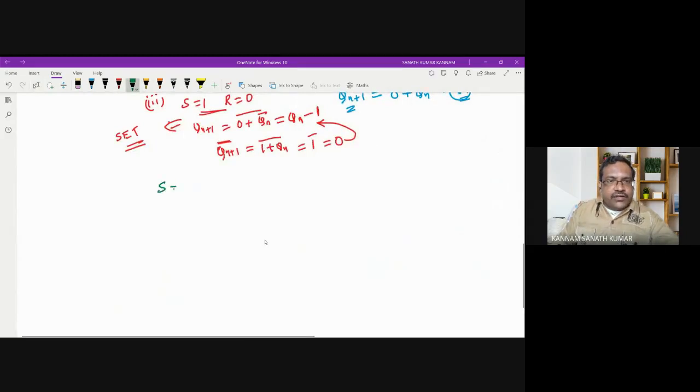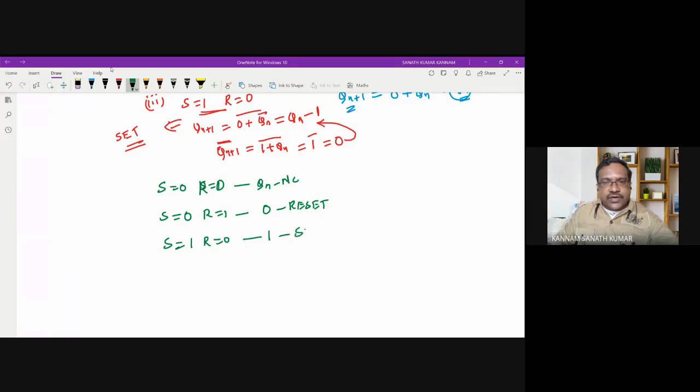So when S equal to 0 and R equal to 0, what you got is no change, that is Qn. Let me write Qn, no change. When S equal to 0 and R equal to 1, you get the reset state, which is 0. And when S equal to 1 and R equal to 0, you get the set state.